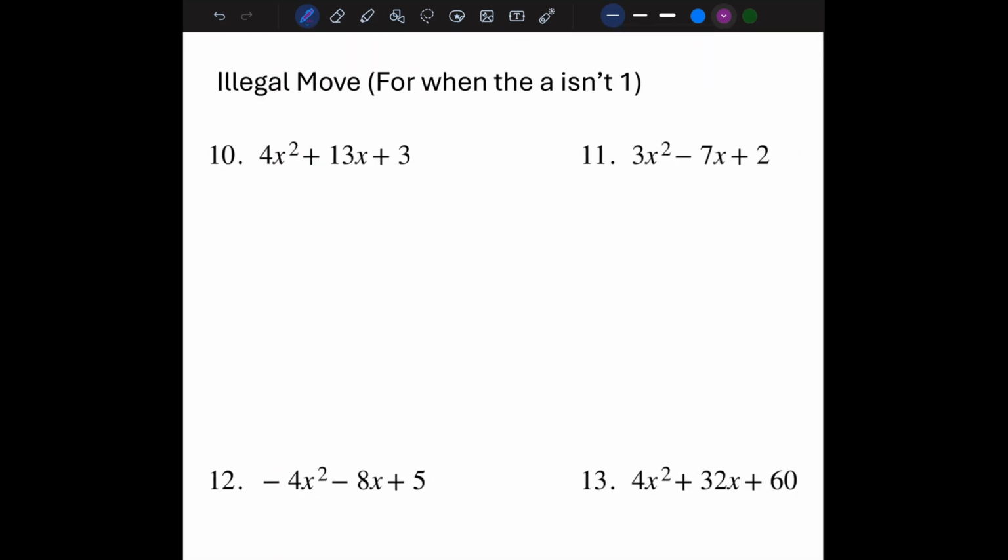Now, when there's not a 1 in front, things get a little more complicated, but we just have a couple of extra steps. So first thing, I'm going to make sure that I don't have a common factor. I have 4x squared, 13x, and 3, no common factors. So I need a 1 in the front if I want to use those rules that we just practiced for factoring. So I'm going to do what we call the illegal move. I'm going to take 4 and move it and multiply it times the number at the back. So I have x squared plus 13x plus 12.